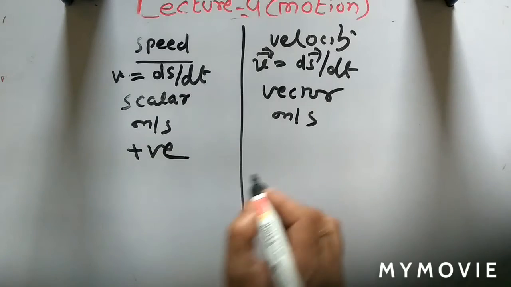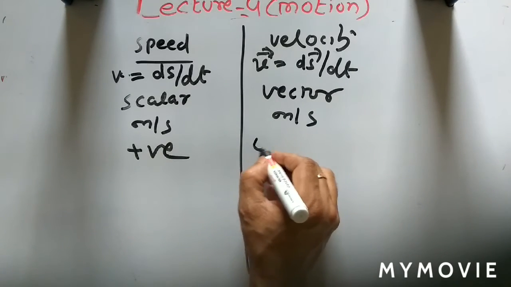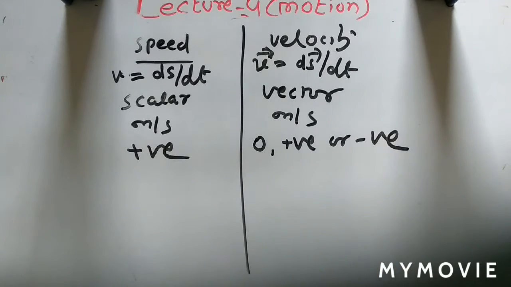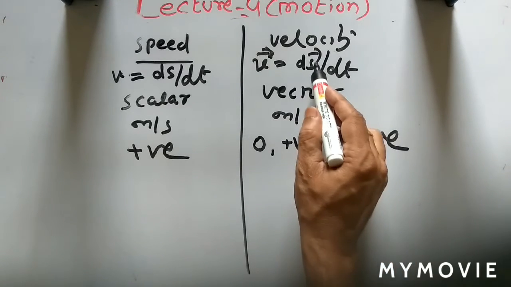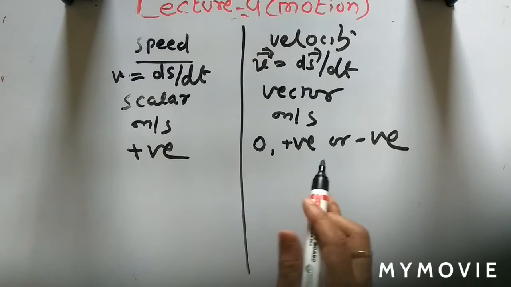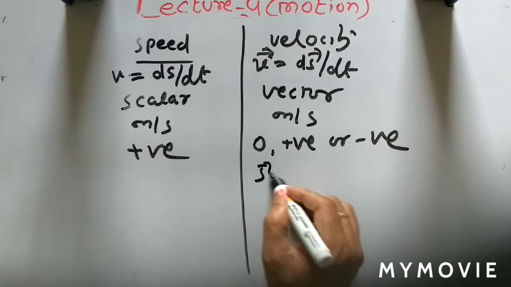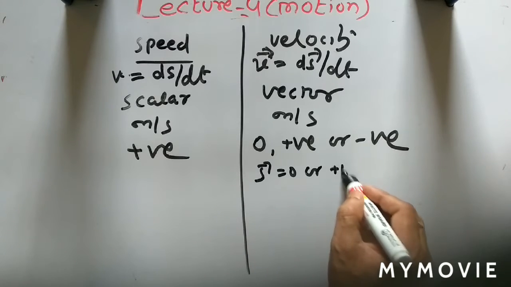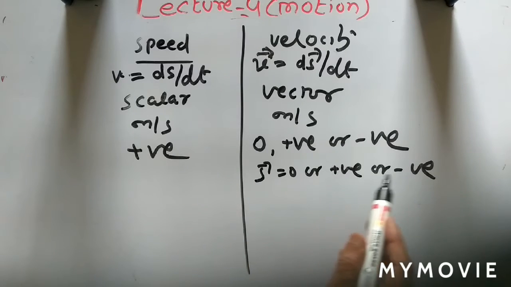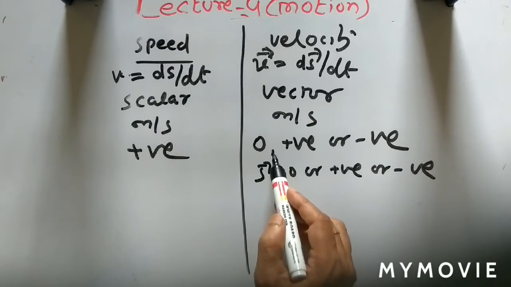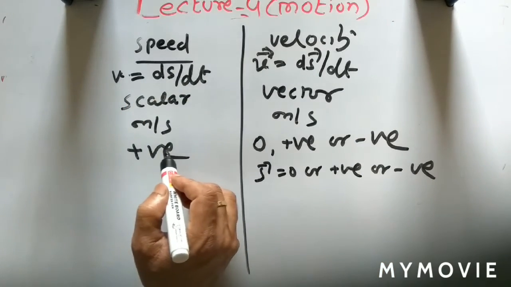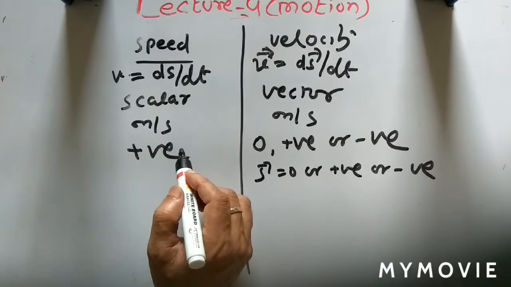Speed is always positive, but velocity may be 0, positive, or negative. Why? Because velocity is the rate of change of displacement. I have already discussed in lecture number 2 that displacement may be 0, positive, or negative. So if displacement is 0, positive, or negative, velocity will also be 0, positive, or negative. But speed cannot be negative, and speed cannot be 0.